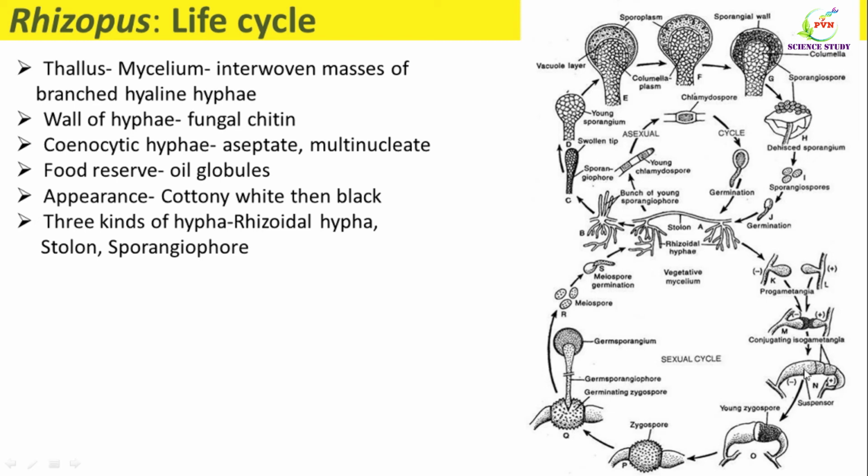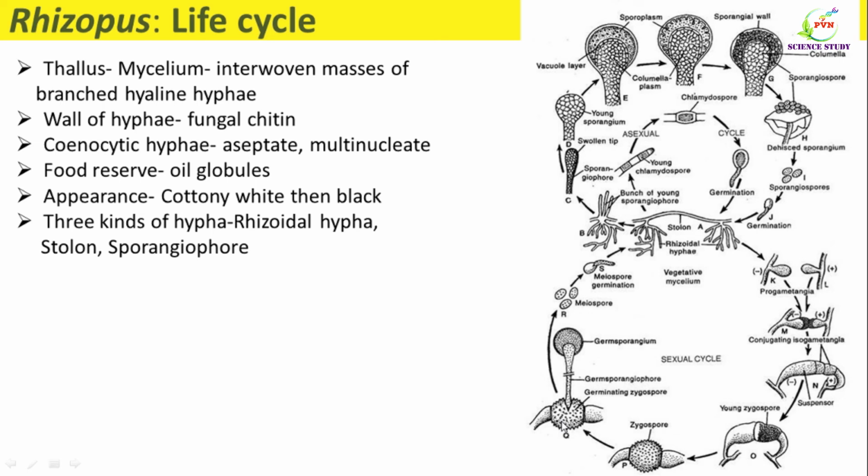Later on, the zygote develops a wall and there is formation of zygospore. So this is the young zygospore and this is the matured zygospore with two layers. The outer layer is the exosporium, which is a warty outer thick layer, and the inner thin layer is known as the endosporium. The zygospore later on undergoes a resting period and in favorable condition it germinates. So here you can see the germination of the zygospore.